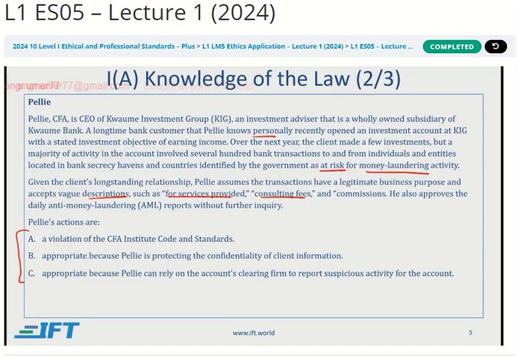So think about this. The best answer is A, violation of the CFA Institute Code and Standards. And this is because the client clearly seems to be acting in a suspicious manner. And what Pelly should do is further investigate these transactions rather than just pass them and assume that they are okay just because he knows the client personally. So his behavior is problematic. It is a violation of the standards.